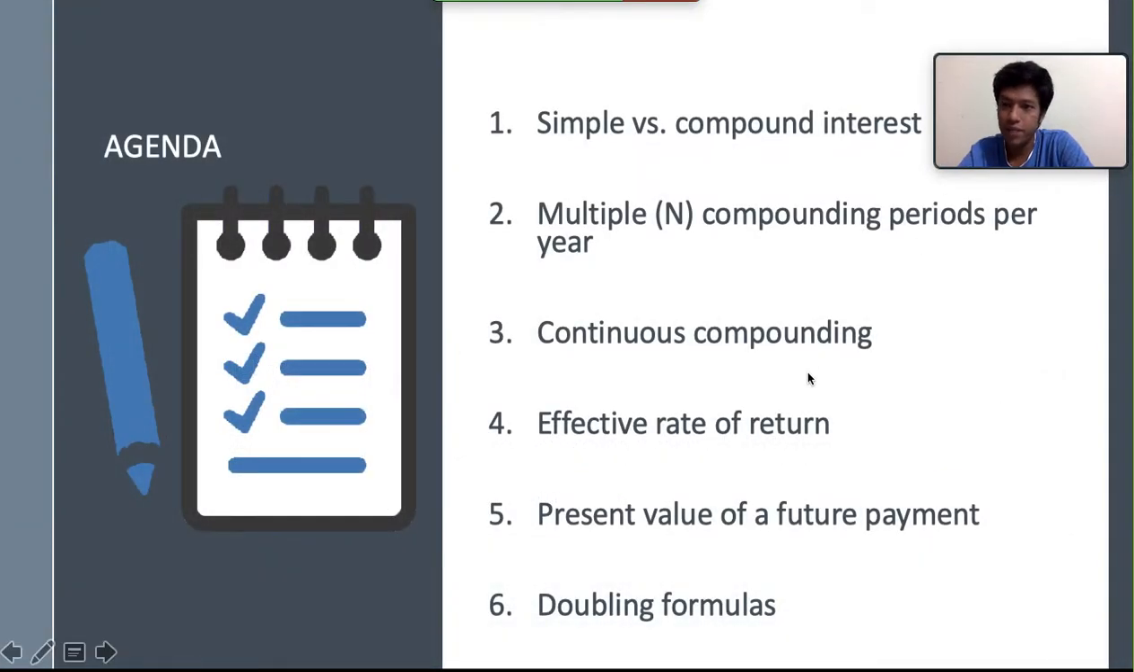Let's look at the agenda for this recording. This is simple versus compound interest. First of all, we'll discuss multiple compounding periods per year, then continuous compounding, effective rate of return, present value of future payment, and doubling formulas. We will discuss all the concepts pretty much here.